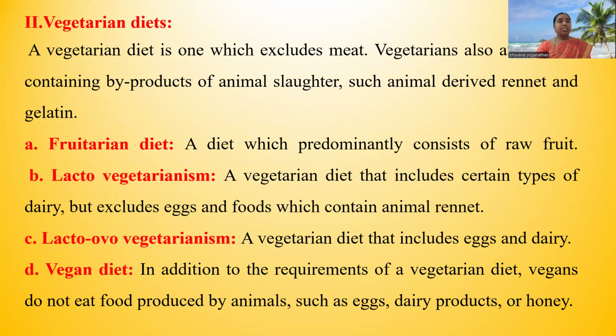Second one is the vegetarian diet. A vegetarian diet is one which excludes meat, and vegetarians also avoid food containing the byproducts of animal slaughter, such as animal-derived rennet and gelatin. It is classified as fruitarian, lacto-vegetarian, ovo-lacto vegetarian, and vegan diet. So what is a fruitarian diet?